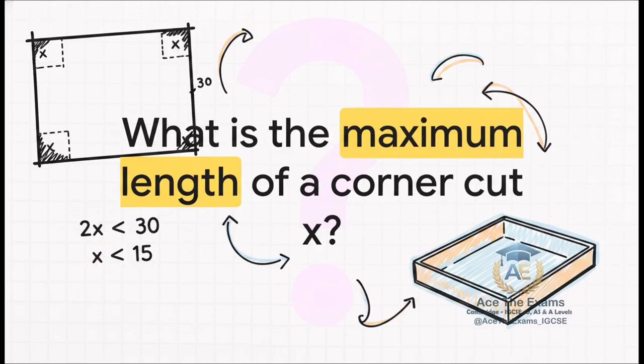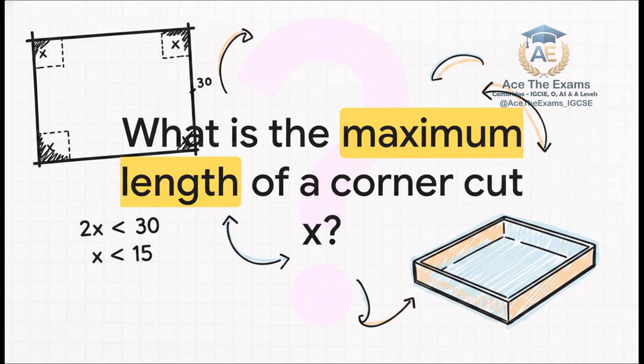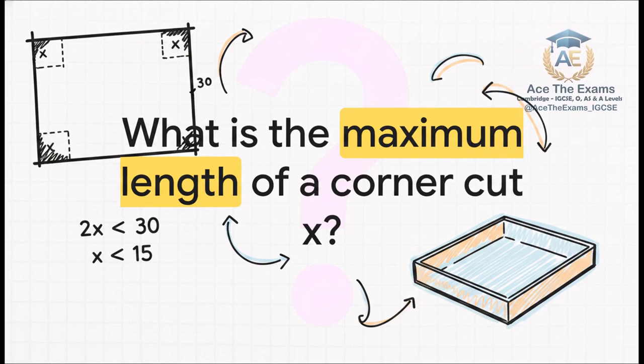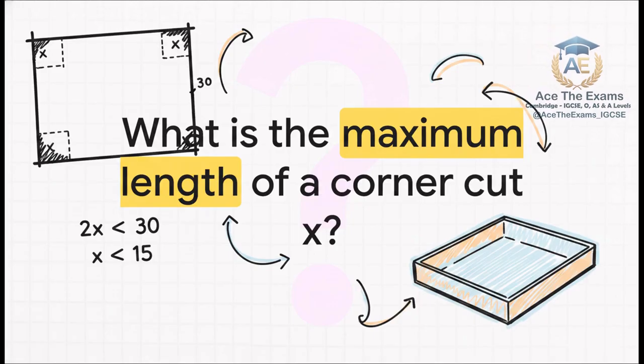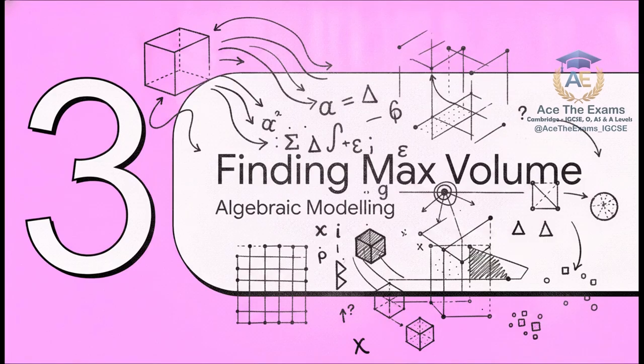If the shorter side of our metal sheet is 30 centimeters, cutting squares from both corners means we're taking away 2x from that side. Logically, 2x simply cannot be larger than 30, which means x absolutely must be less than 15. This step grounds our entire mathematical model in actual physical reality. Section 4, Finding Maximum Volume.